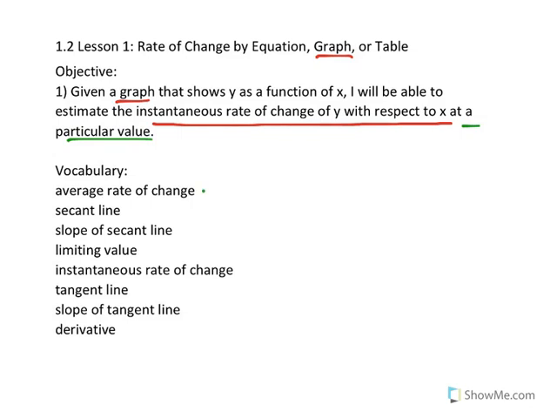Vocabulary: average rate of change, secant line, slope of secant line, limiting value, instantaneous rate of change, tangent line, slope of tangent line, derivative. In fact, you've seen an example of this when you did your homework problem that was the extension of number 1 last night.